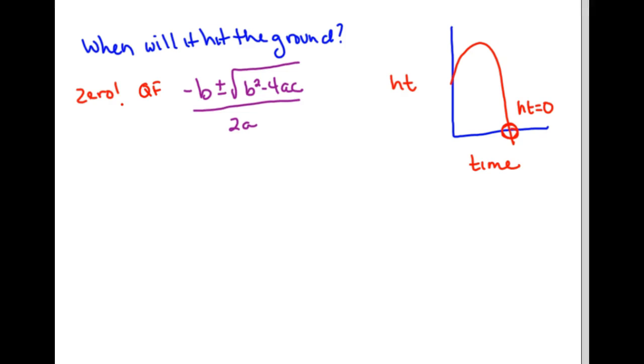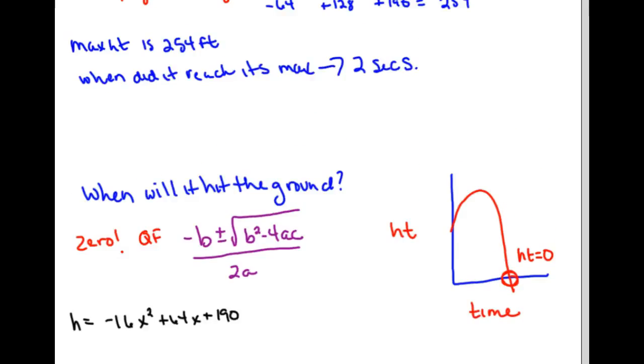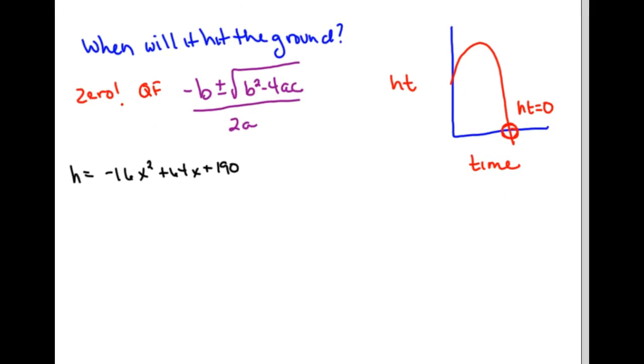And I'm going to go write down the equation that we were working with. Our equation for this was negative 16x squared plus 64x plus 190. Sorry guys, I was lying to you before. Let me scroll up and make sure I got the right equation. Okay, good. All right, so we're going to use the quadratic formula to find the zero.